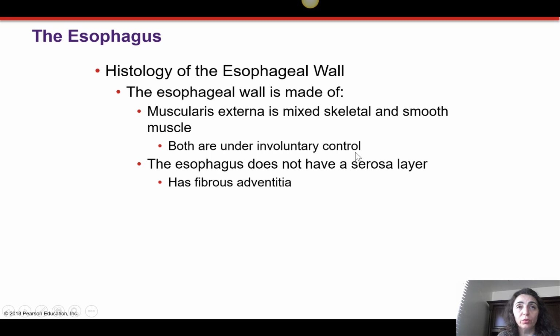We do not have to decide when the skeletal muscles that we have in the pharynx and the esophagus have to contract and do their action. They are under involuntary control.